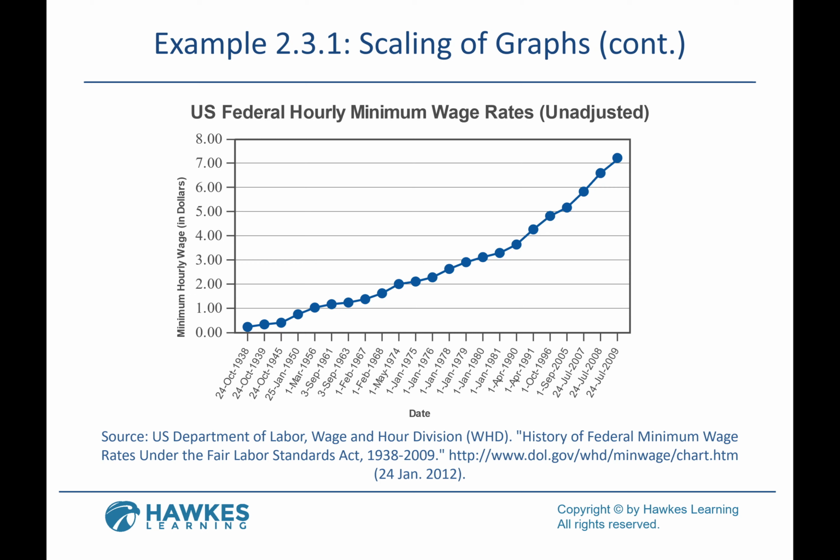Anybody see anything? If you're in the back, it's probably hard to see, but the dates down here: October 24th, 1938, October 24th, 1939, October 24th, 1945, 25th of January, 1950, 1st of March, 1956. So what's the problem? These little tick marks down here, they're not to scale. They're not even. And you will see that we would say this does not have a consistent scale on the x-axis.